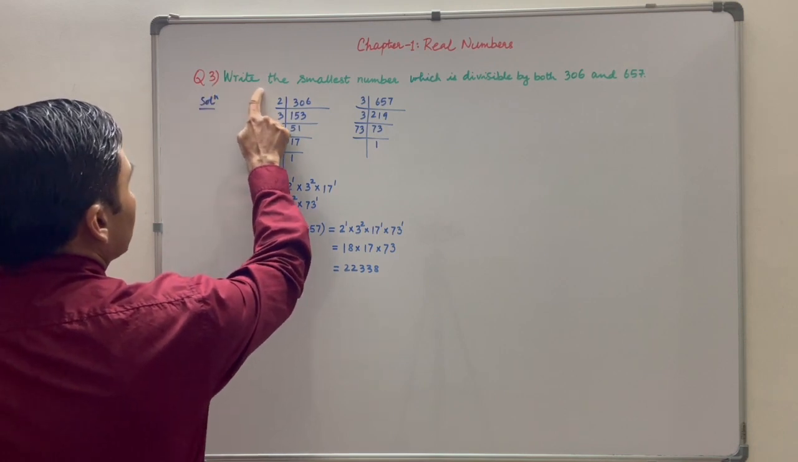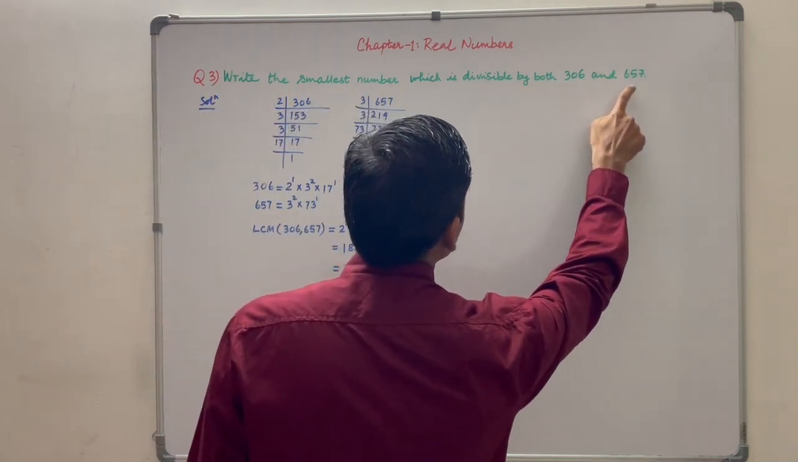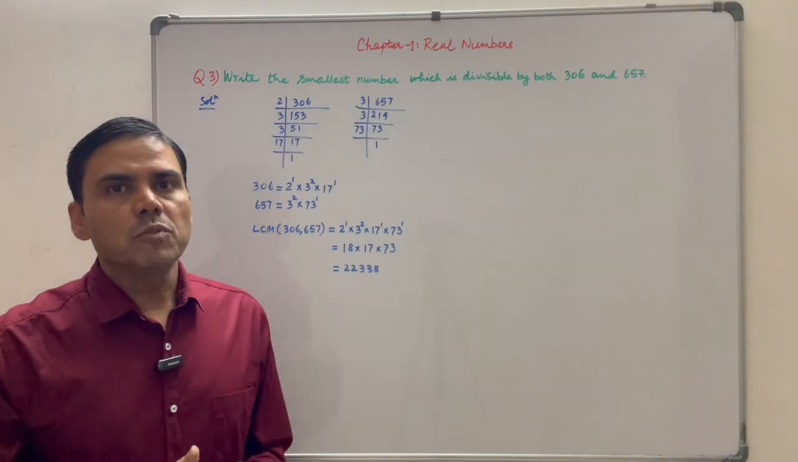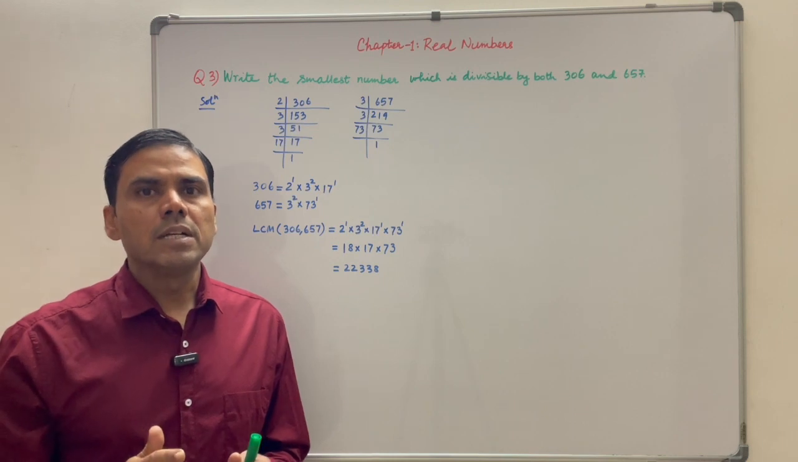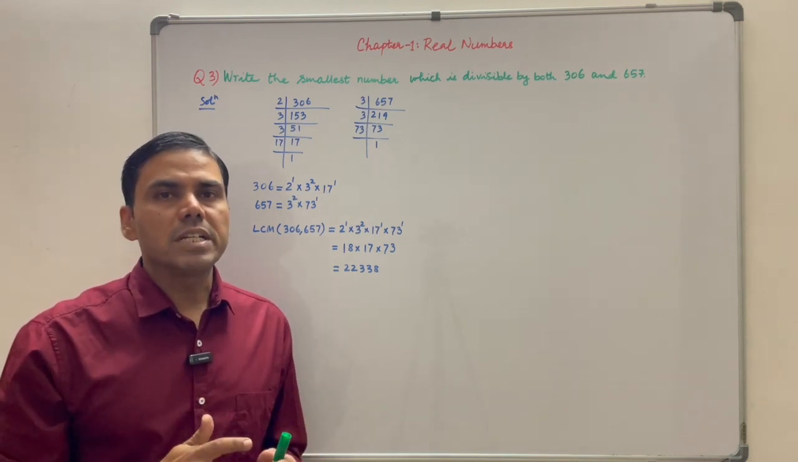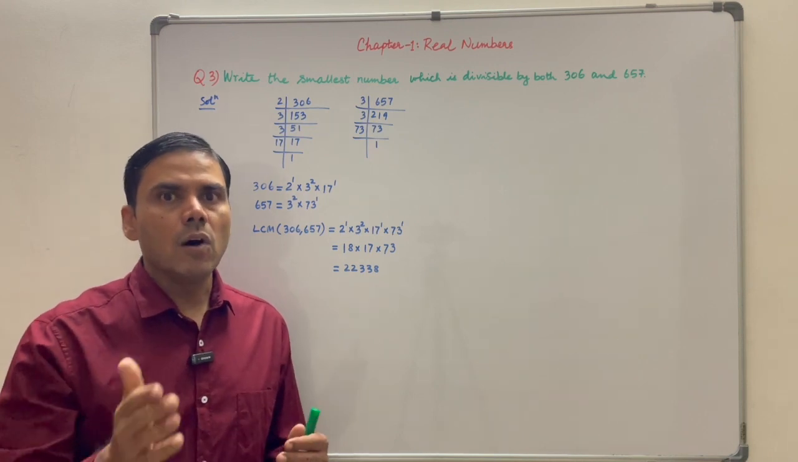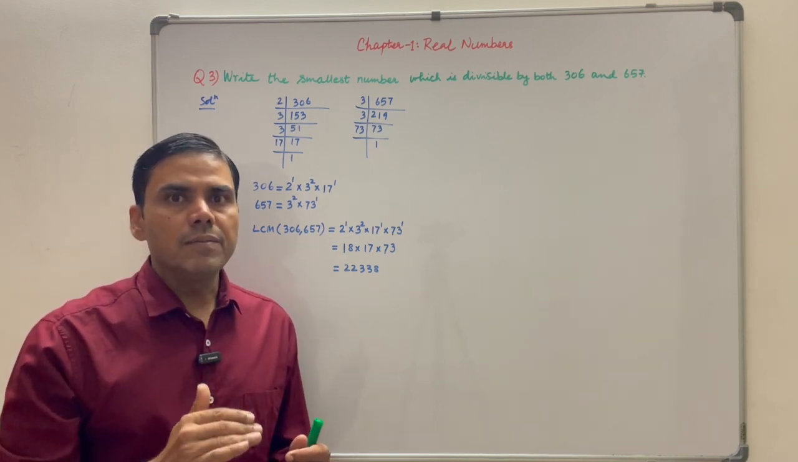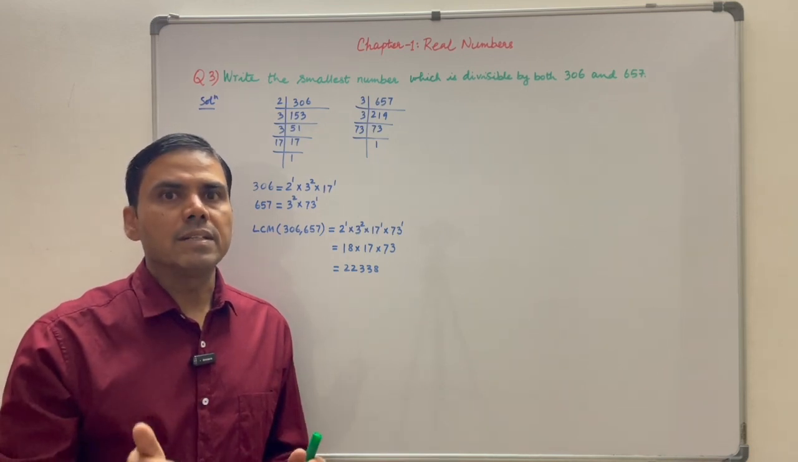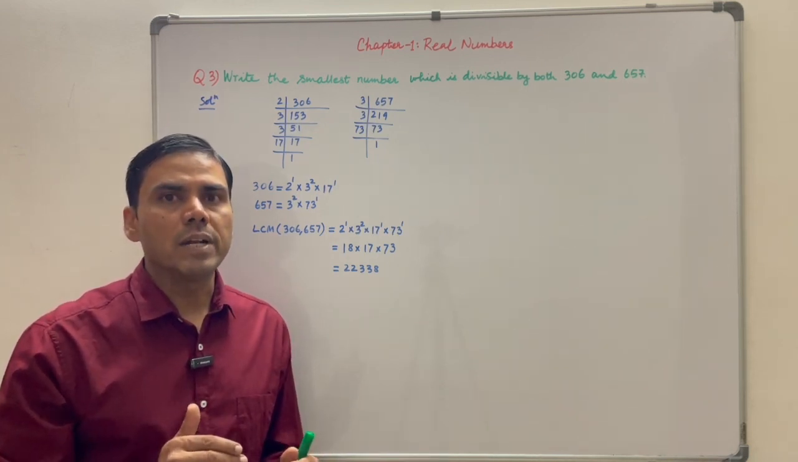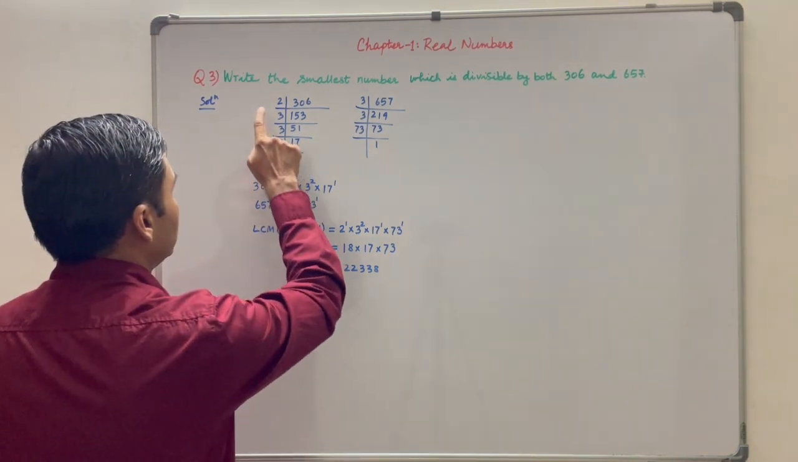Third question: write the smallest number which is divisible by both 306 and 657. Sometimes we wonder whether to calculate the LCM or HCF of the given numbers. The trick is to read the question carefully and guess whether the number to be calculated is greater than or less than the given numbers. If it is greater than the given numbers, you need to calculate the LCM. If it is less than the given numbers, you need to calculate the HCF. So let us figure out what we have to do in this case.